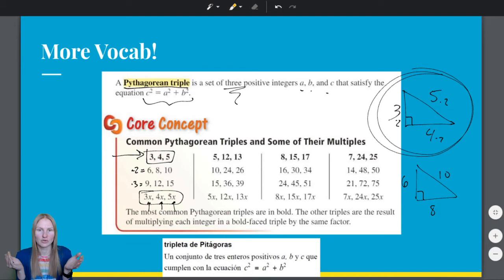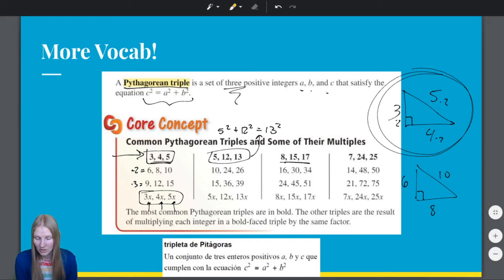More Pythagorean triples. 5, 12, and 13 also work. 5 squared plus 12 squared equals 13 squared. That's what these triples mean. These triples mean 8 squared plus 15 squared equals 17 squared. And you can check all of these, right, with your calculator. Plug it in, and you can check. And any multiple of 5, 12, and 13 is also a Pythagorean triple.